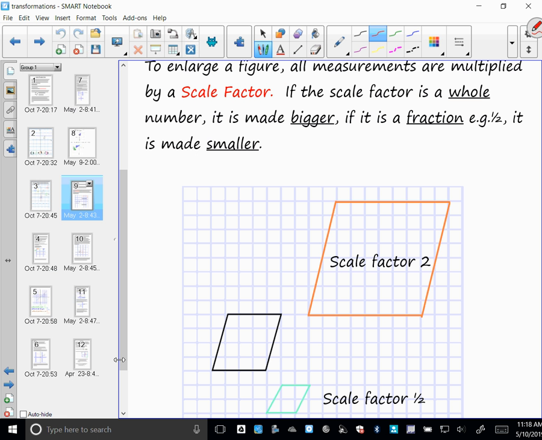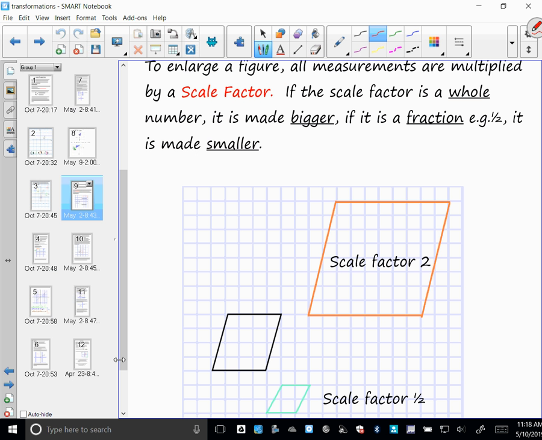The way we describe it is with a scale factor. The scale factor is how many times bigger it's going to be. If the scale factor is a whole number, it's going to be bigger. But if the scale factor is a fraction, it is smaller. So your image can be smaller. You can have an enlargement that is smaller than its original, but it's still called enlargement.